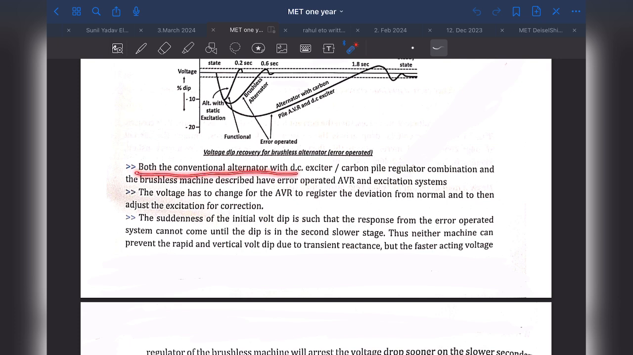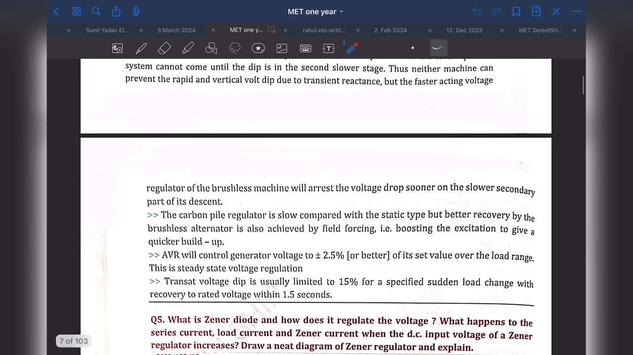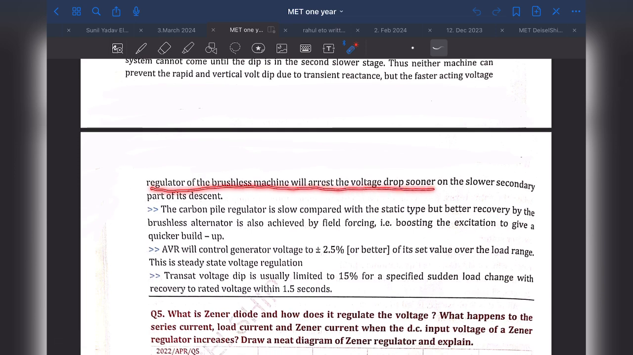Both the conventional alternator with DC excitation, carbon pile regulator combination, and the brushless machine described have error operated AVR and excitation system. The voltage has to change for the AVR to register the deviation from normal and then to adjust the excitation for correction. The suddenness of the initial voltage dip is such that the response from the error operated system cannot come until the dip is in the second slower stage. Thus, neither machine can prevent the rapid and vertical volt dip due to transient reactance, but the faster acting voltage regulator of the brushless machine will arrest the voltage drop sooner, on the slower secondary part of this descent.